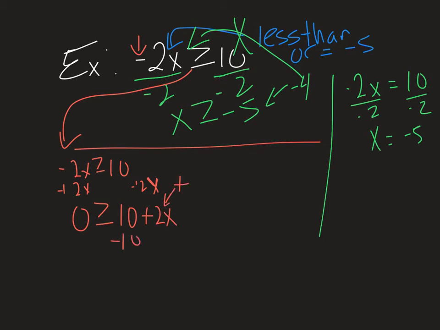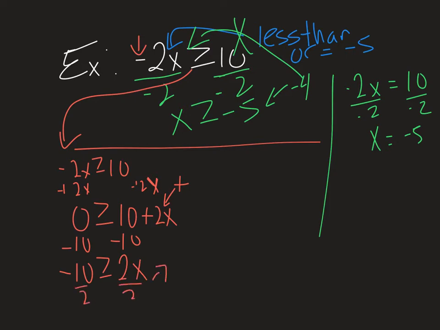The other option now is we subtract 10. We can add or subtract. We talked about that in the last lesson. So negative 10 is going to be greater than or equal to 2x, which now we know we can divide by a positive, no problem.